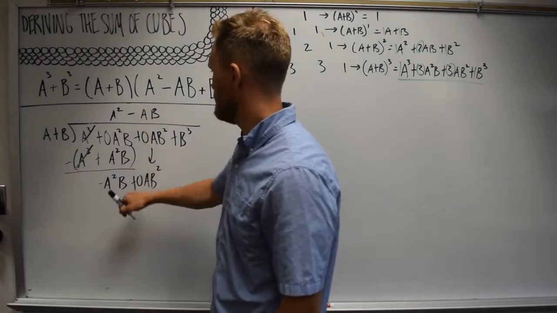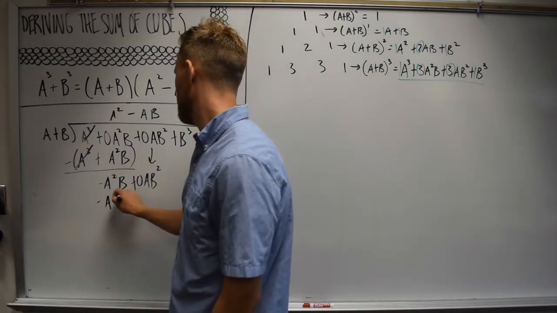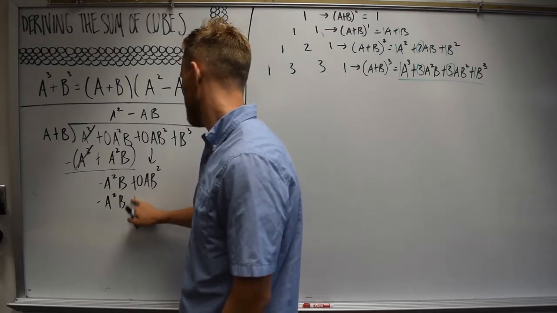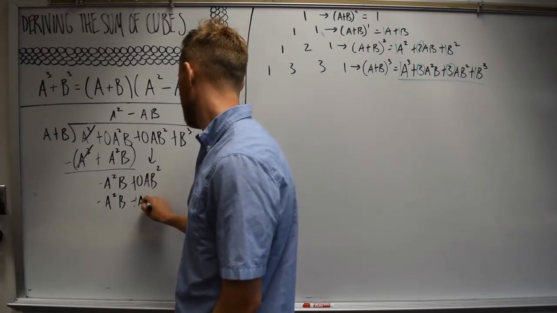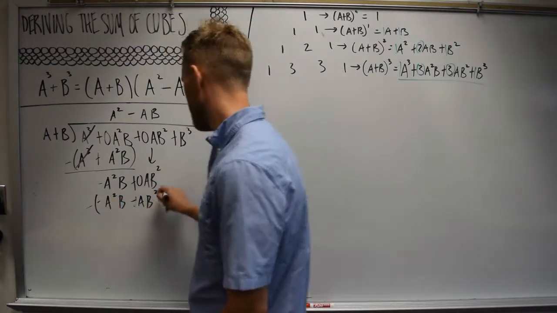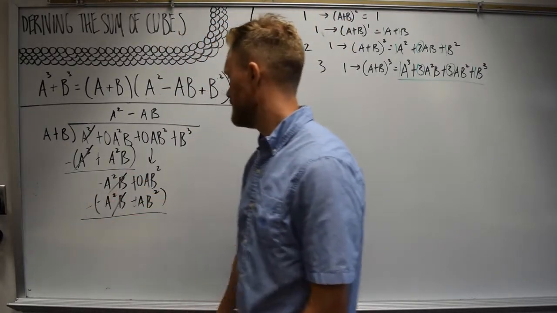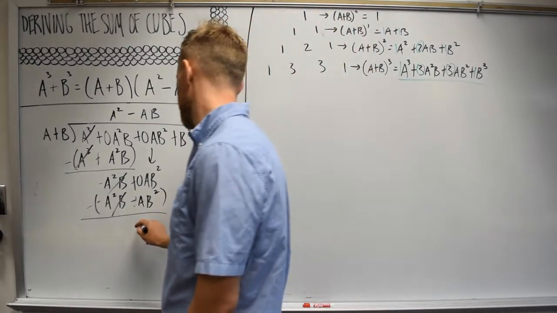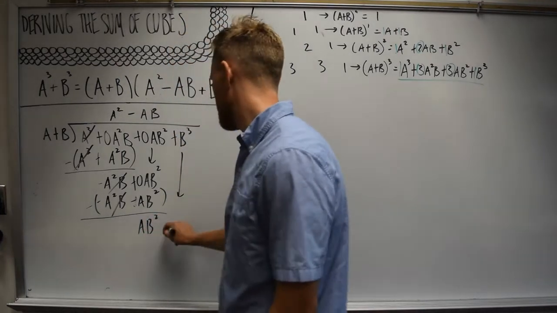So negative ab times a plus b gives us negative a squared b, plus, or actually minus, ab squared. And then we're going to go ahead and subtract that. These two cancel out. Then we get 0ab squared minus negative ab squared, which gives us positive ab squared. And then we bring down the b cubed.